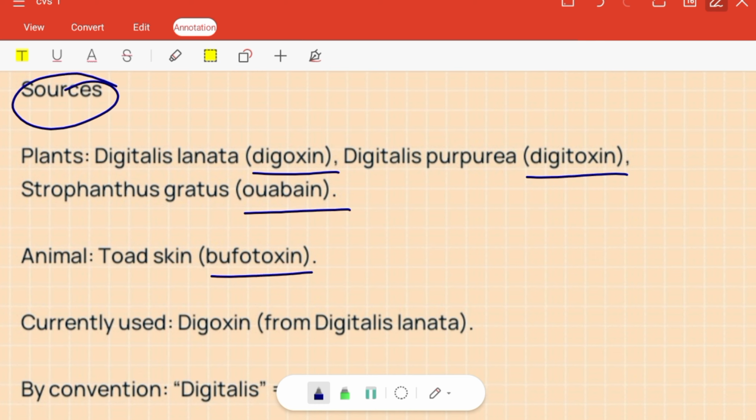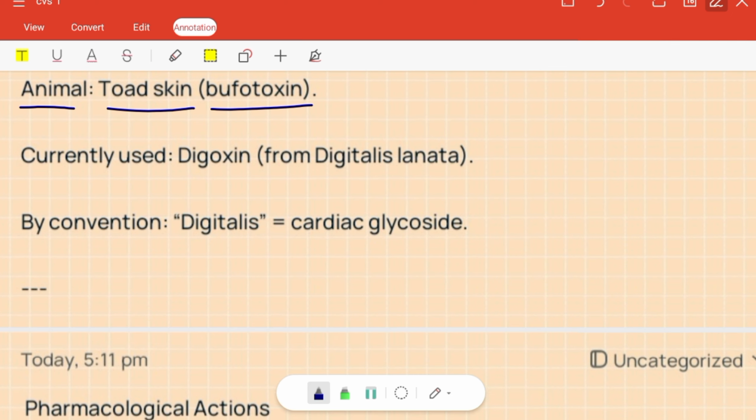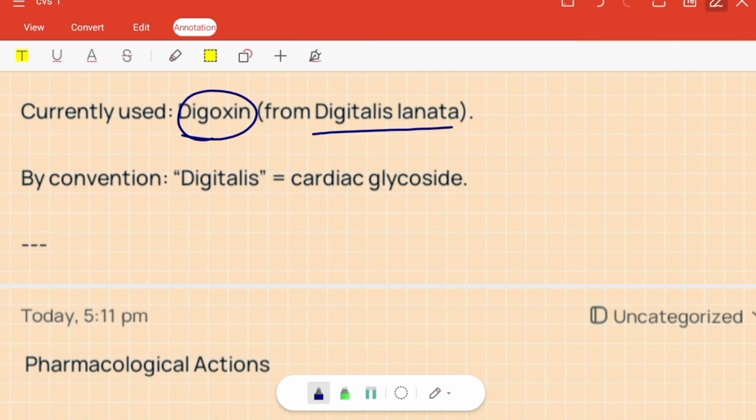What are the sources these drugs are obtained from? We have the plant source and animal source. Digoxin is obtained from a plant source called Digitalis lanata, and digitoxin is obtained from Digitalis purpurea, and ouabain is obtained from Strophanthus gratus, and bufotoxin is obtained from toad skin, an animal source. Currently only digoxin is used widely, which is obtained from Digitalis lanata.